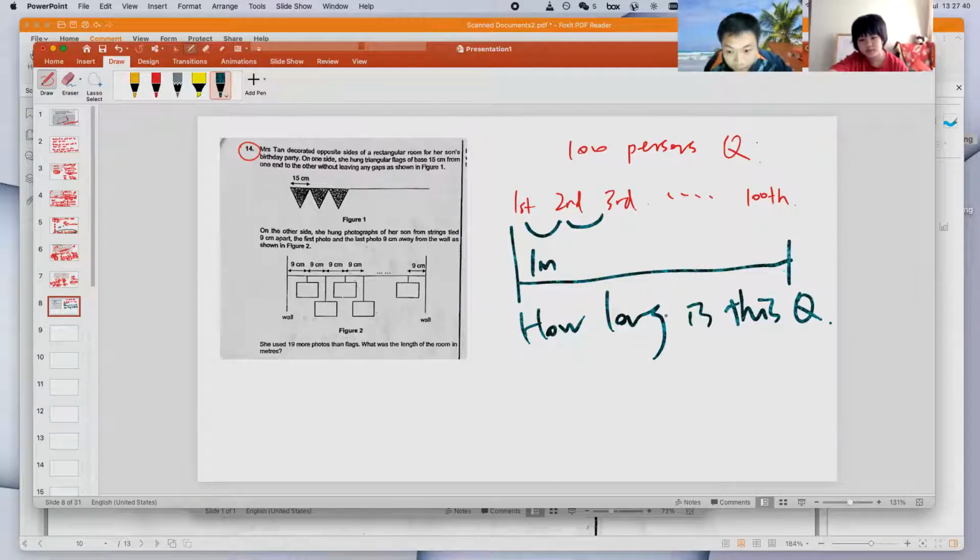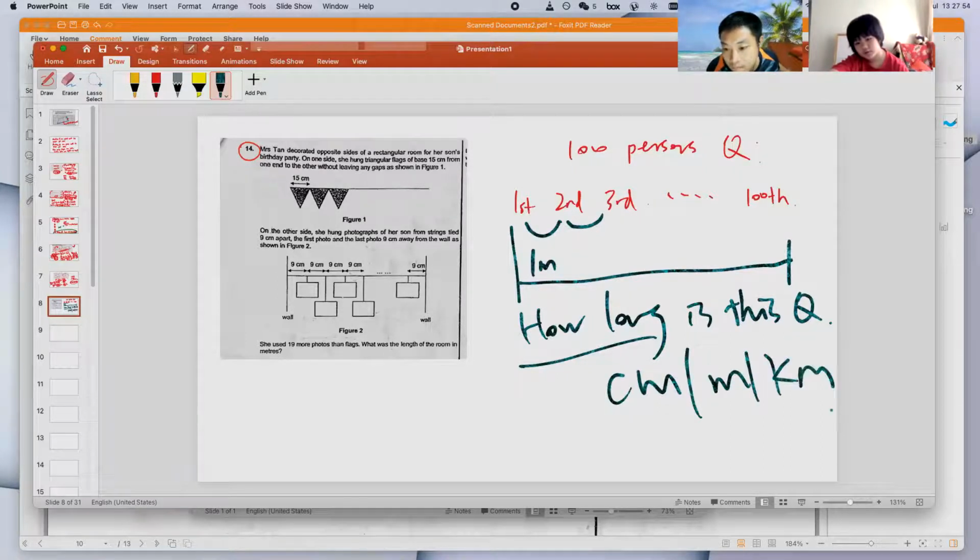In cm or meter? Of course, meter lah. Later you ask how many kilometer. I give you meter lah, right? Actually, it's up to you whether it's in cm or meter or kilometer. 99. If it's in cm, then it's 9,900. If it's in kilometers, then it's 0.99. Okay, so in meter it is 99. Okay, so let me help you verify whether your answer is correct or wrong.